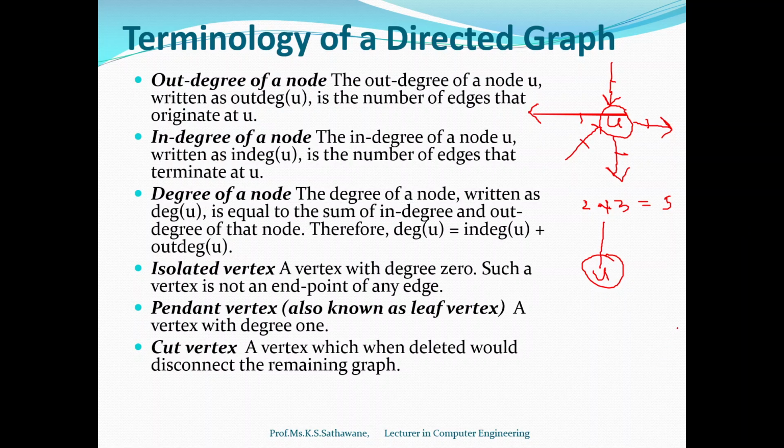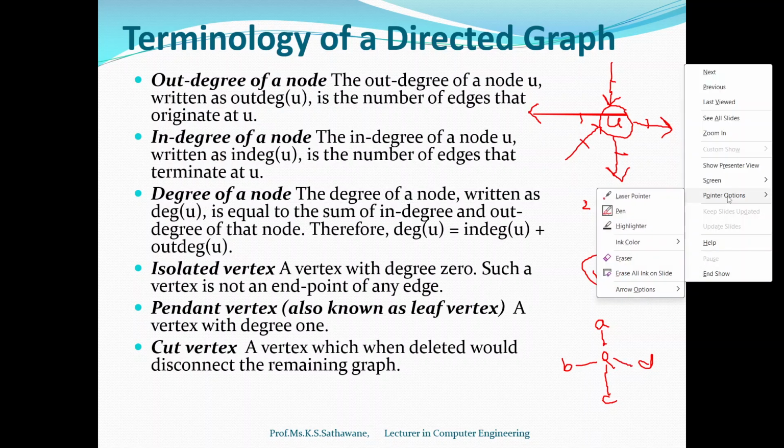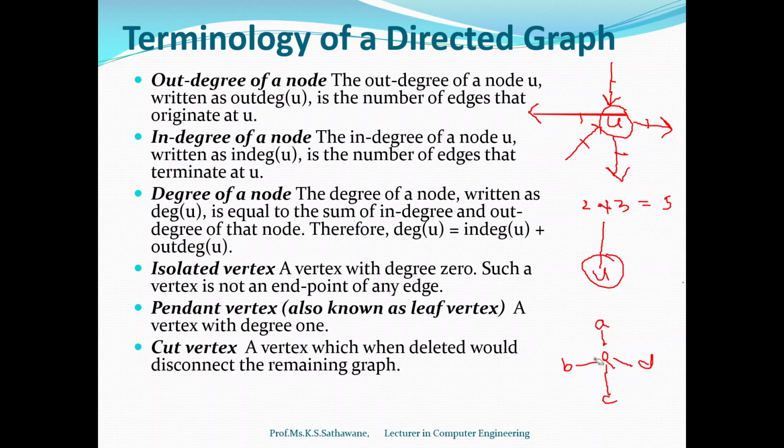Cut vertex means what? A vertex which when deleted would disconnect the remaining graph. Means suppose you are having nodes A, B, C, D and E. Okay. So each and every one is connected with the help of E. So if you delete E, then this graph will get disconnected. So the cut vertex here is E. Okay.